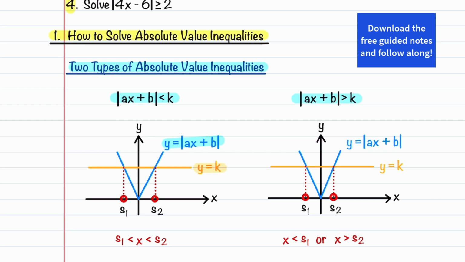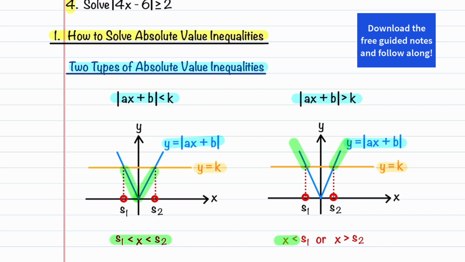It's going to be less than in this region and in this region. Our solution then is going to be between two numbers. Let's now look at the graph on the right. We have our absolute value graphed in blue, and then again we have our constant k, and this one says that our absolute value is going to be greater than that constant. So that's going to happen in this region and in this region. So the solution is going to have two pieces to it.